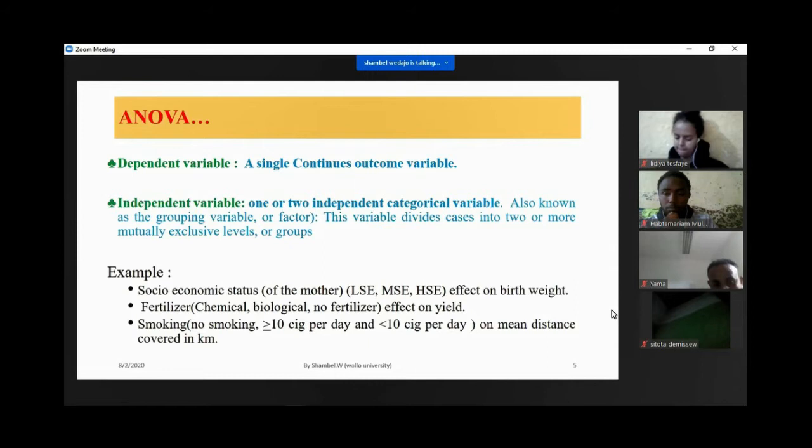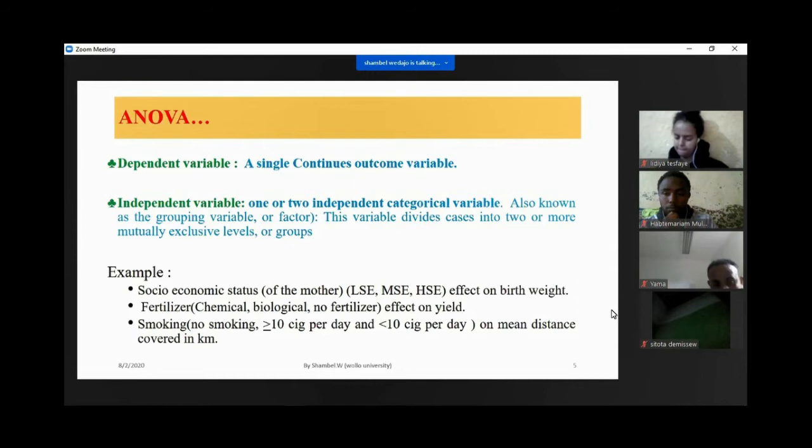For example, in low socioeconomy, you may have some individuals having some birth weight. In medium socioeconomy, mothers have their own babies with their own birth weight. High socioeconomy similarly. The question is, does this socioeconomic status, being low, medium, or high, bring a mean difference in birth weight?